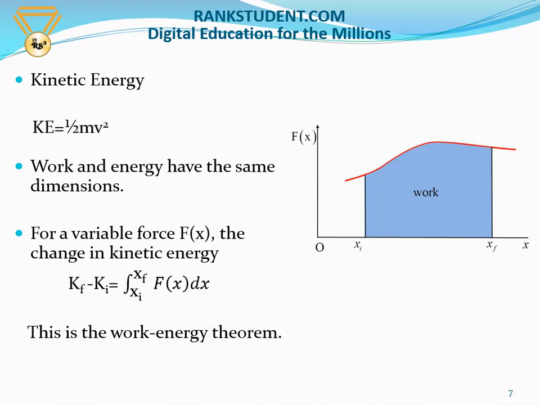By definition, kinetic energy equals 1/2 m v squared, where v is the velocity. Work and energy have the same dimensions. For a variable force Fx, the change in kinetic energy is obtained by integration of Fx with respect to dx. The final kinetic energy minus the initial kinetic energy equals the integral of Fx dx from xi to xf. This is also called the work-energy theorem.